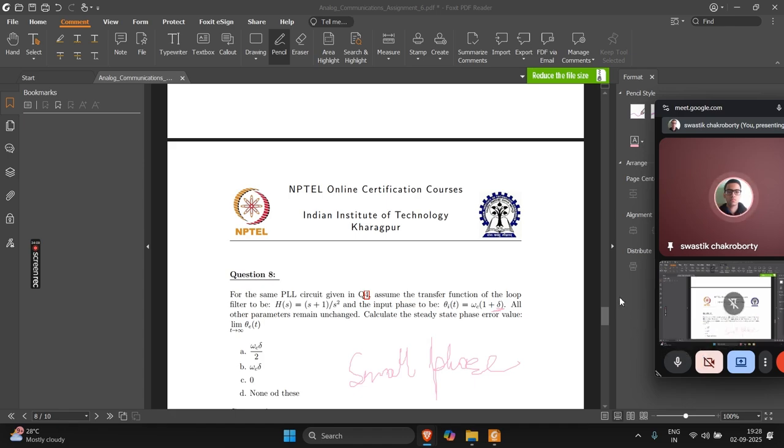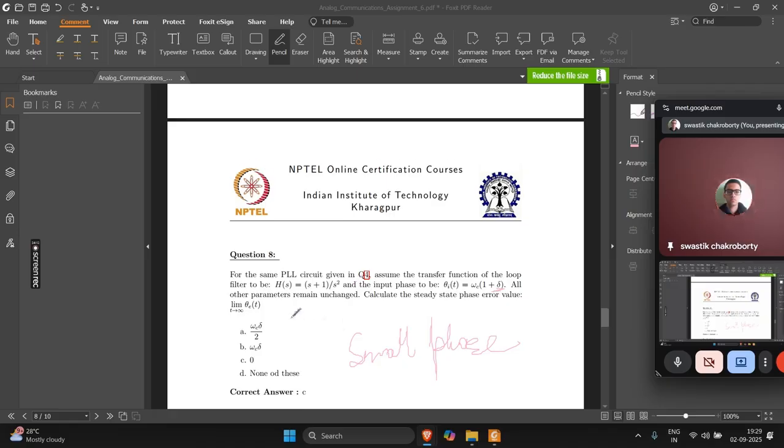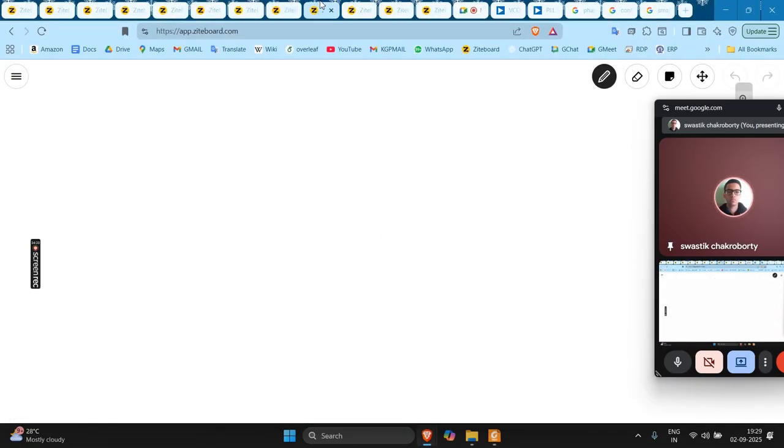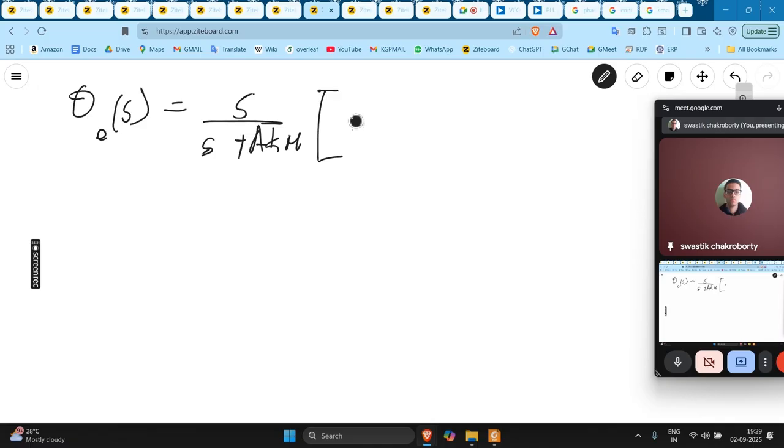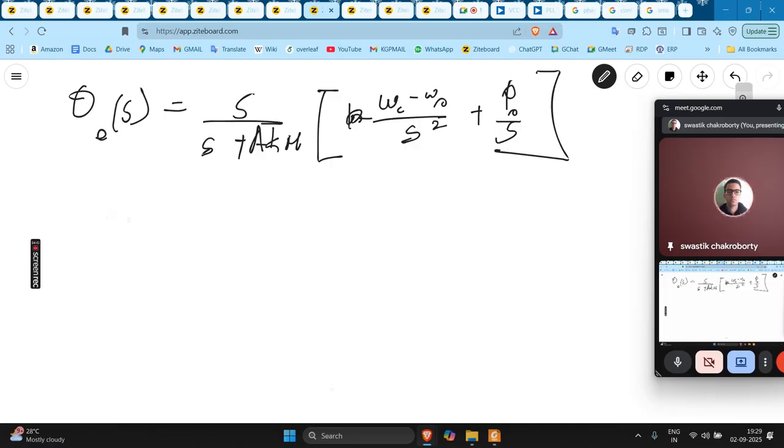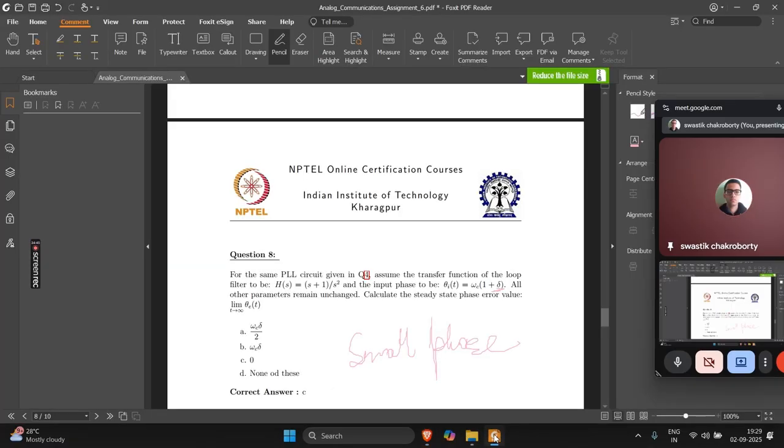So now we will take on the small phase analysis in this question. So the input phase is omega c plus delta omega c. So the small phase analysis equation for PLL is given as the error theta e in the s domain or Laplace domain is s by (s plus AKH) into (omega c minus omega naught) by s square plus phi naught by s. So here we know that A is 1, so we will put A equal to 1.